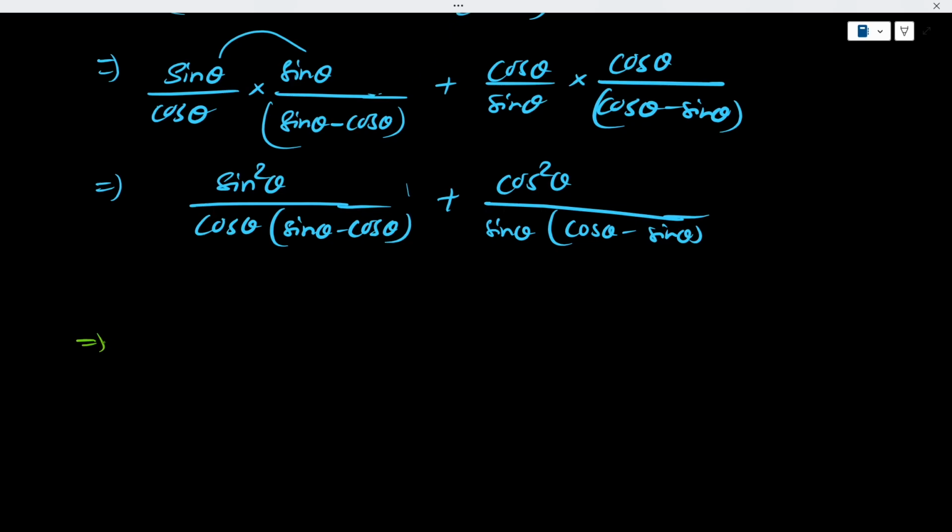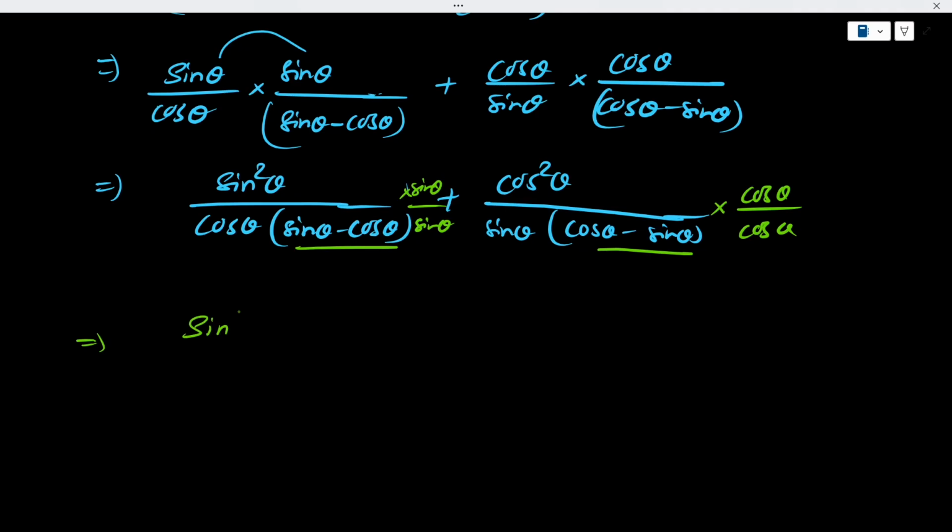Sine theta, you can multiply here by sine theta to get sine theta cos theta in the denominator, and here you can multiply by cos theta. But if you see, the order of this is not the same. So what can I do here? I can change the order by putting a minus sign outside.